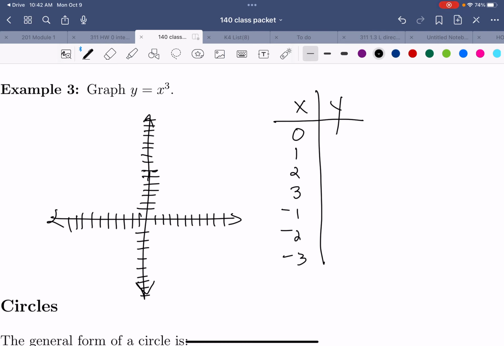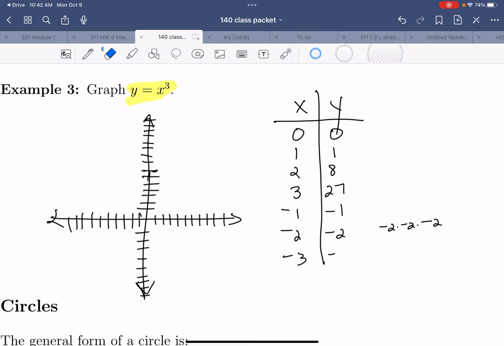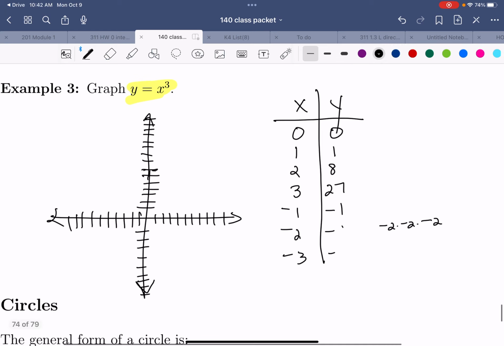All right, well, now we're cubing them because we're plugging them into this part. So to get my y value, I plug in the x. So 0 cubed is 0, 1 cubed is 1, 2 cubed is 8, right? You're multiplying times itself 3 times. 3 cubed is 27. -1 cubed is -1. -2 cubed is -2, right? -2 times -2 times -2. -3 cubed is, wait, hold on, I did this wrong. Oops, not -2, -8, and -27.